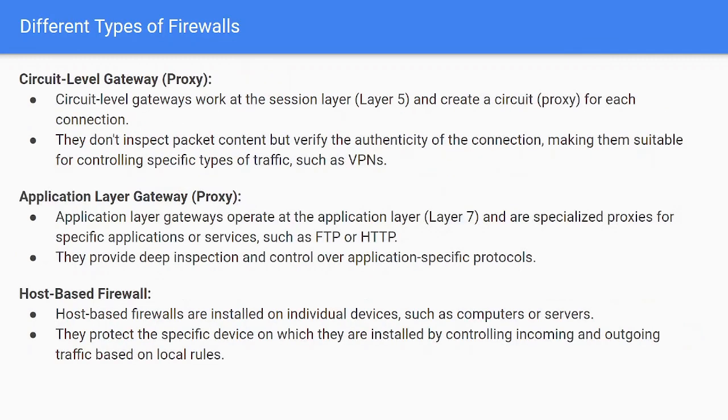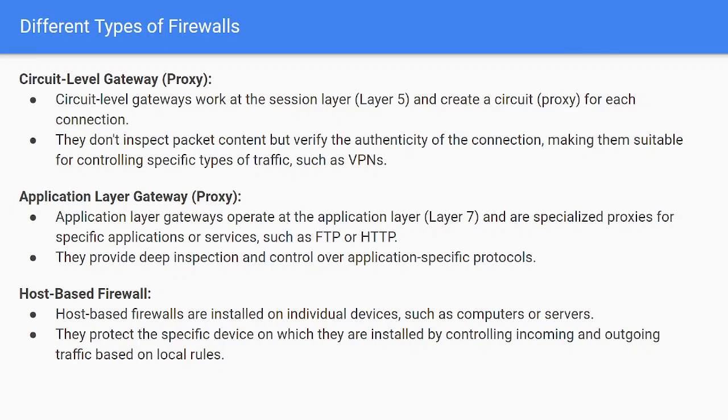These are the features. Then another type of firewall is the circuit level gateway. This one works at the session layer, that's layer 5, and creates a circuit, which we can call a proxy, for each connection. They don't inspect packet content but verify the authenticity of the connection, making them suitable for carrying specific types of traffic.